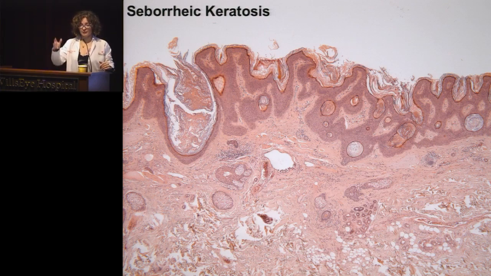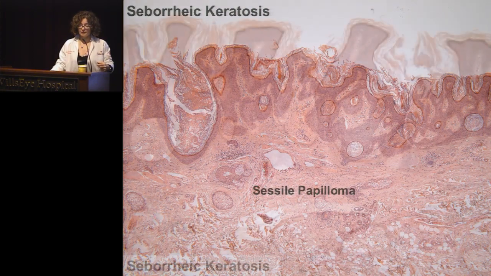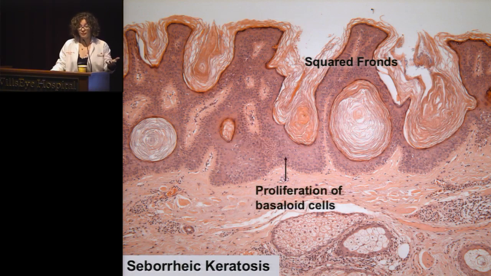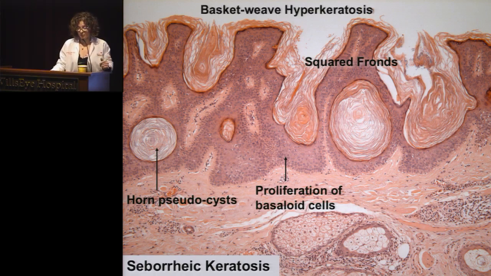The fronts, or these leaflets of the epidermis, look flat or squared. The overall look frequently looks blue because it's considered to be a neoplasm with adnexal differentiation. And you see characteristically the pseudohorn cysts and basket weave pattern of hyperkeratosis. Okay? So papilloma is a nonspecific term. You look at all of these features to give a precise characterization and terminology. So this is a nice example of seborrheic keratosis.